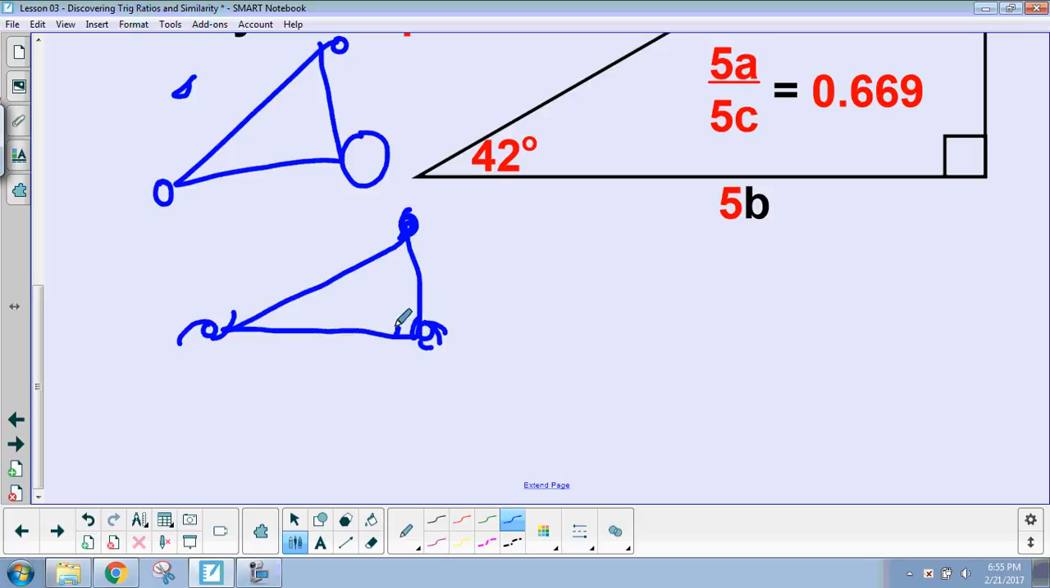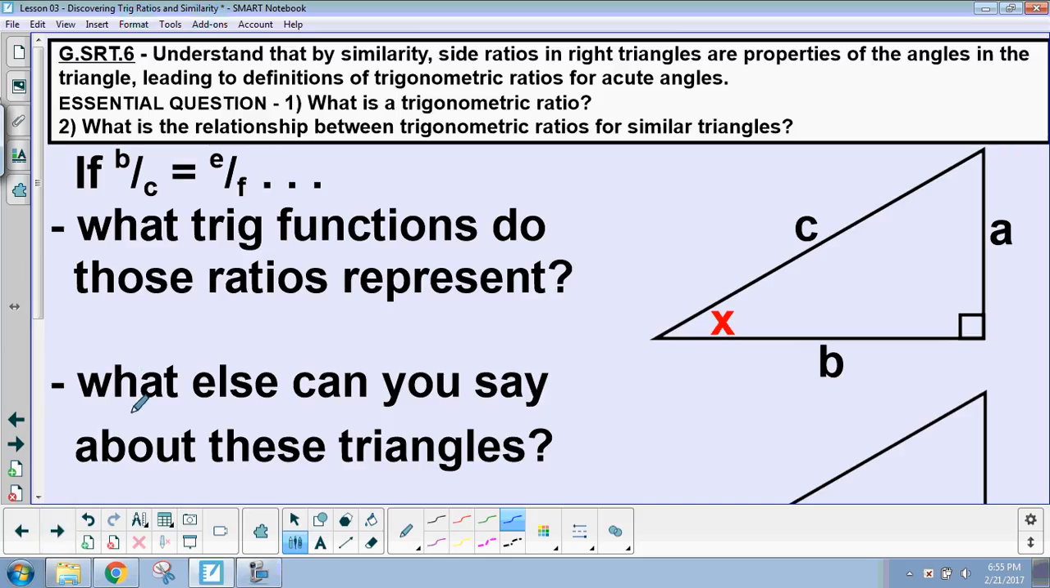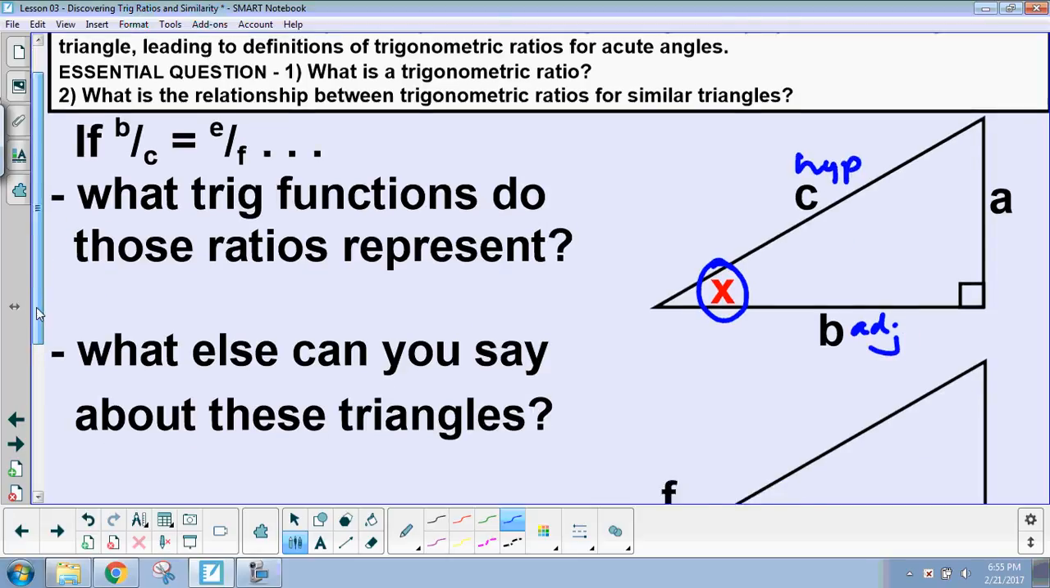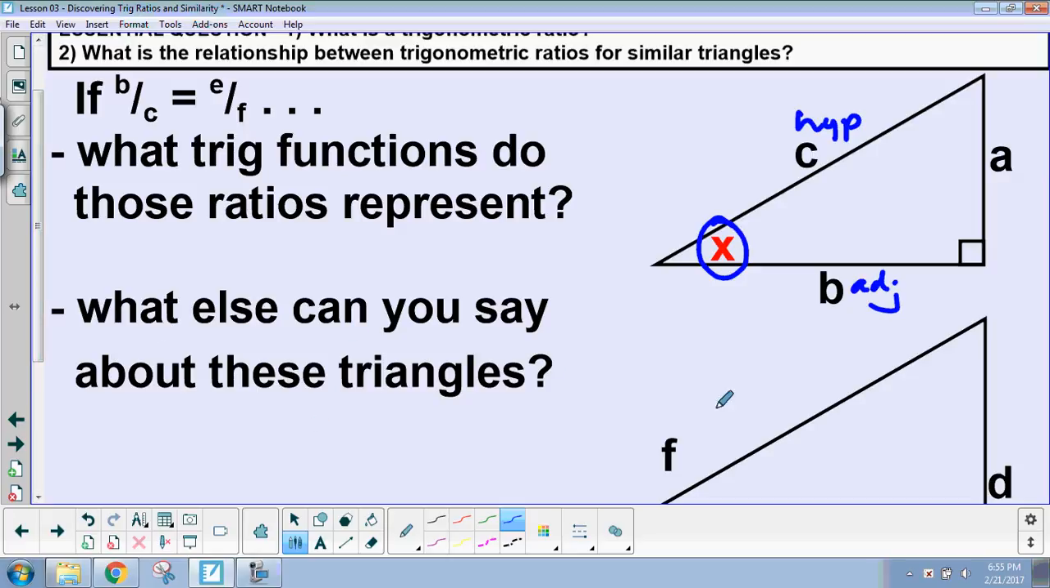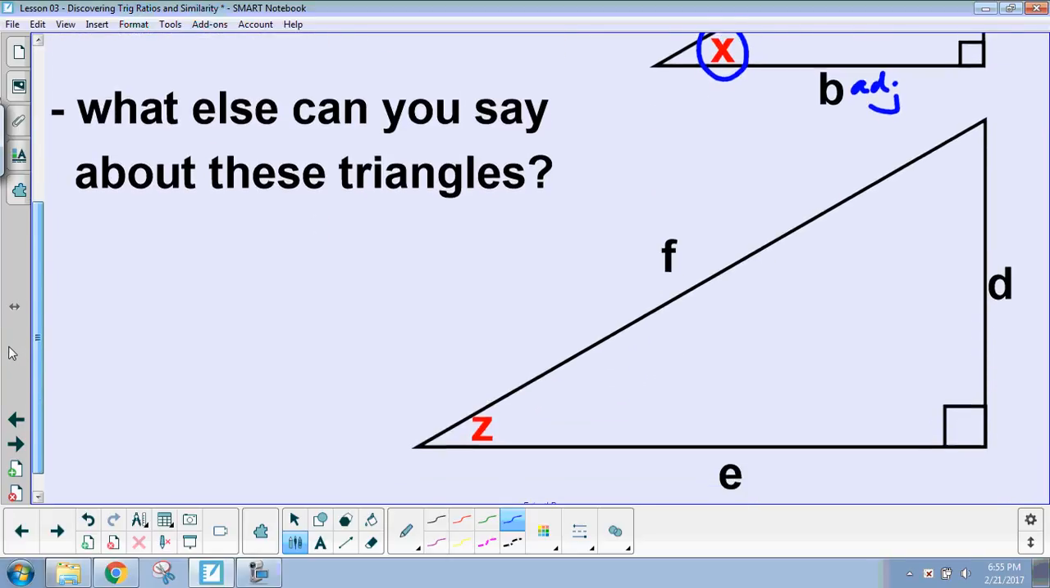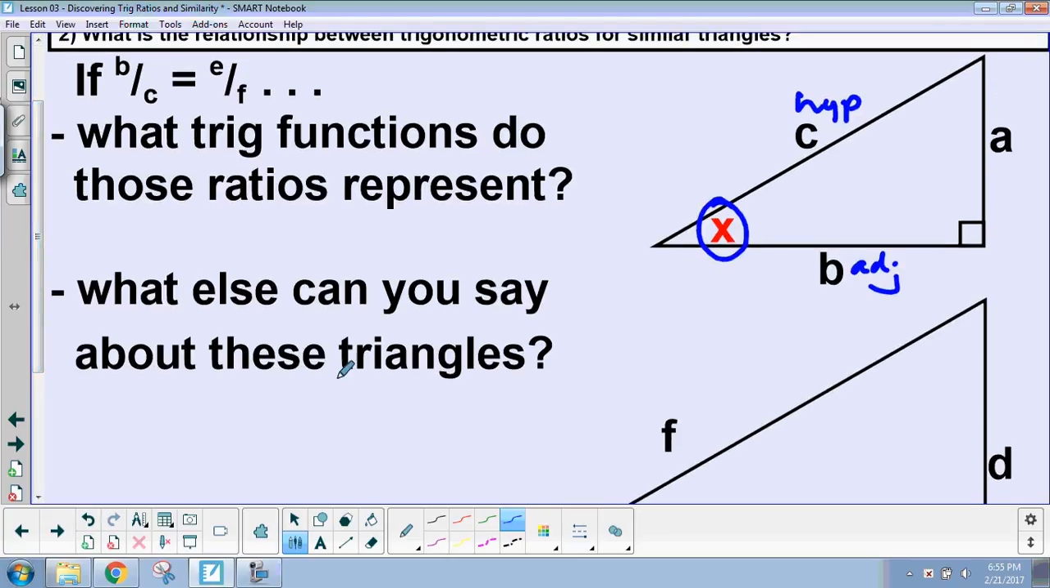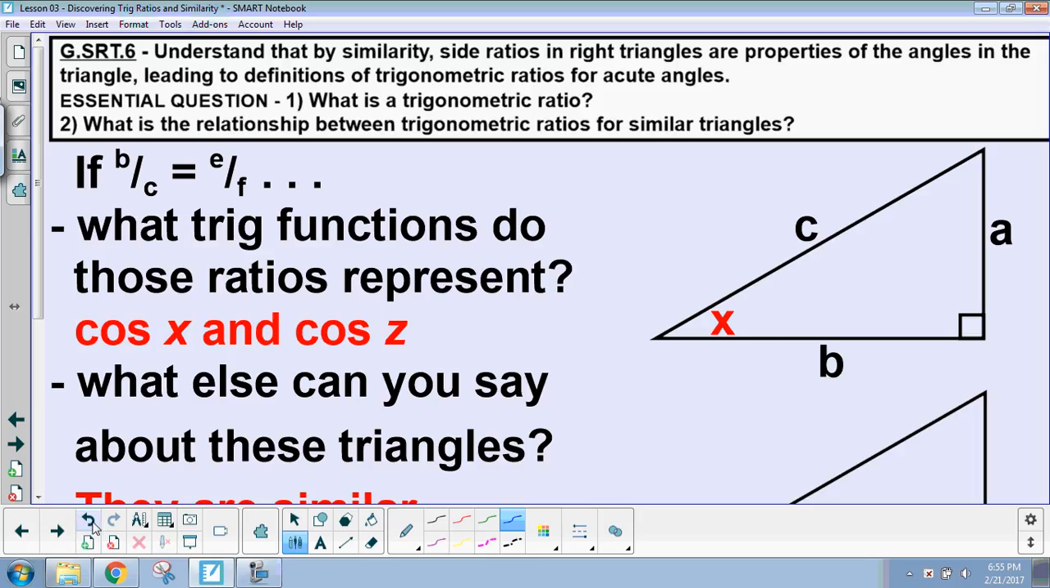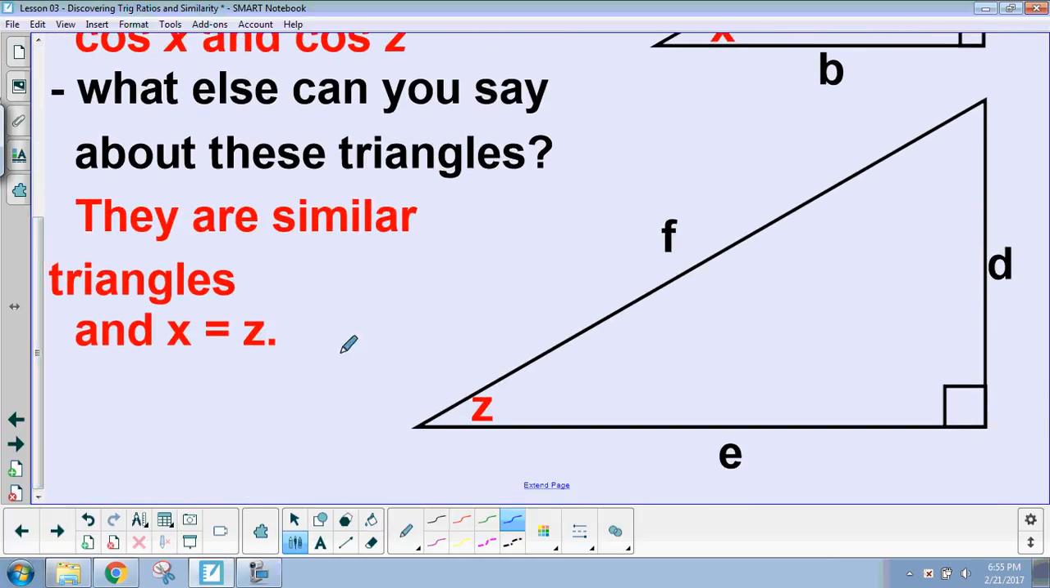What trig functions do those ratios represent? BC relative to x. That'd be adjacent over hypotenuse, so that probably means cosine. What else can you say? Oh, EF. I think EF is the same. Yeah. What else can you say about these triangles? They're probably similar. Cosine x and cosine z, we just talked about it. They're similar because x and z have the same trig ratios, so they're going to be the same. It's just another idea to show similarity.